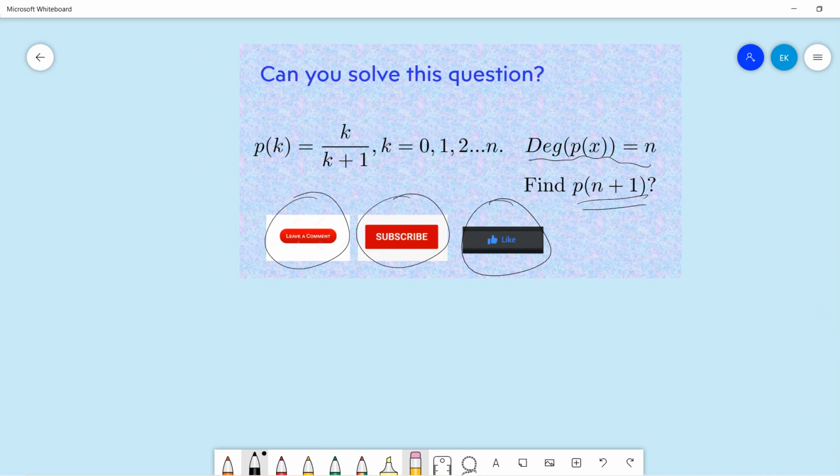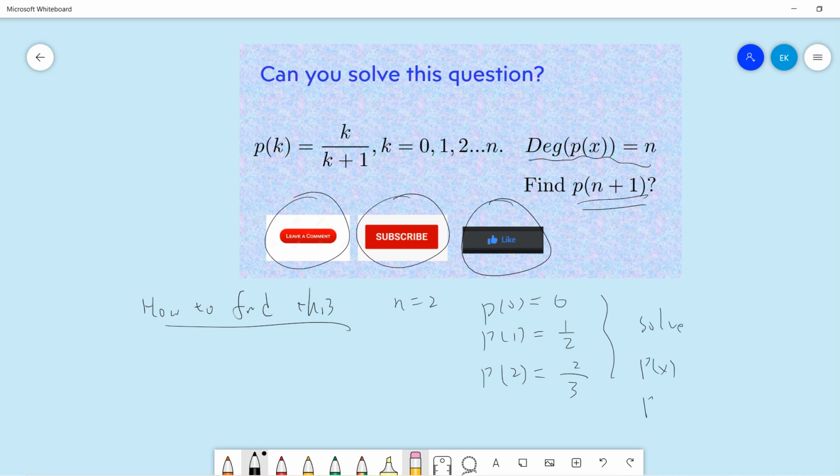So the idea is how to find this, right? This is different from what you learn in high school. If you fix a specific n, let's say n is 2, then you can say p of 0 is 0, p of 1 is 1 divided by 2, and p of 2 is 2 over 3, and then you can solve for p of x and plug in p of 3. But we don't want to do this, because it's hard to guarantee what we will get, since we need to find the rules. So we cannot just solve this directly.